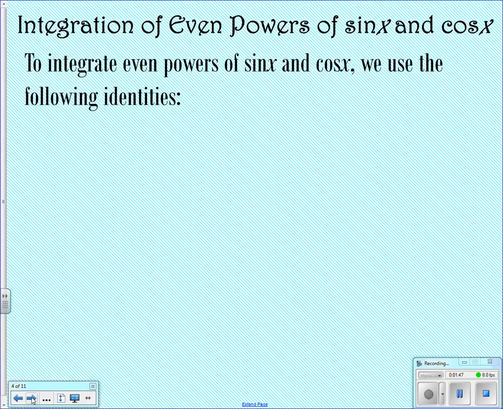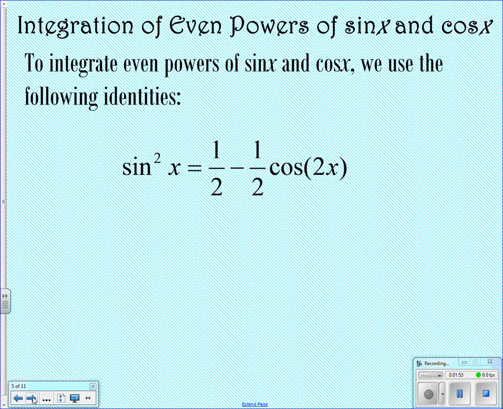So to integrate your even powers of sine x and cosine x, you use the following identities. Sine squared of x equals 1/2 minus 1/2 cosine of 2x. And then for cosine squared, it equals 1/2 plus 1/2 cosine of 2x.